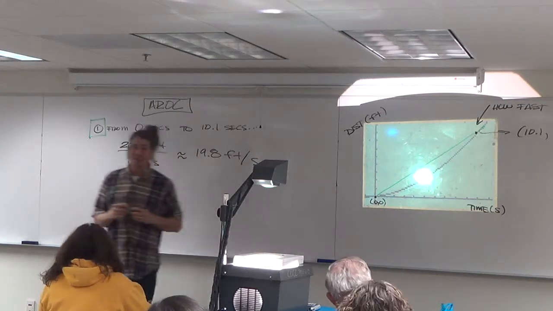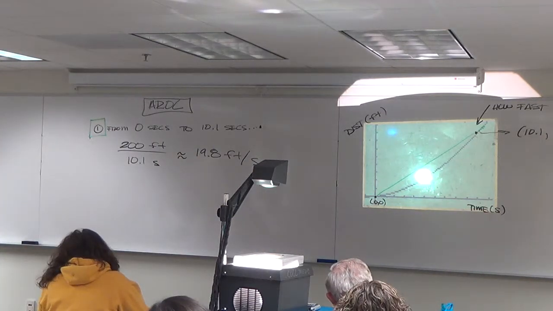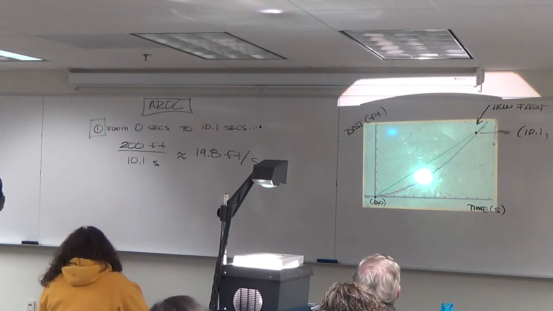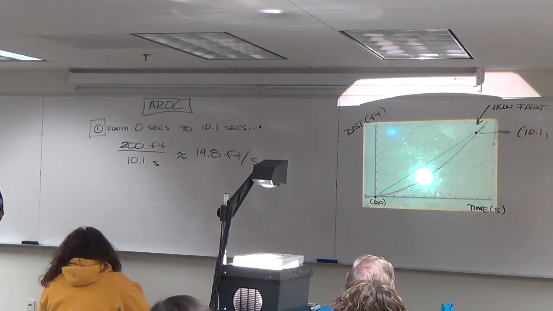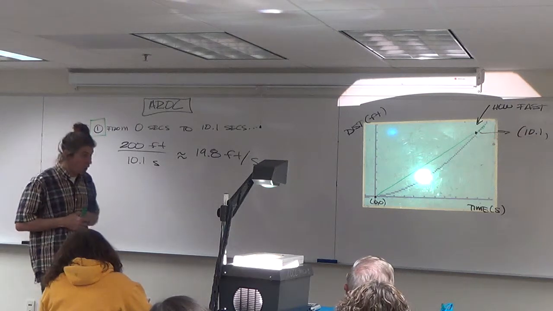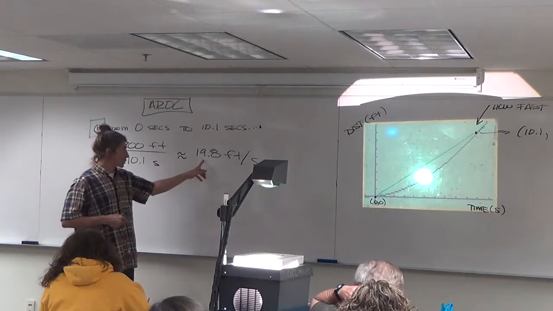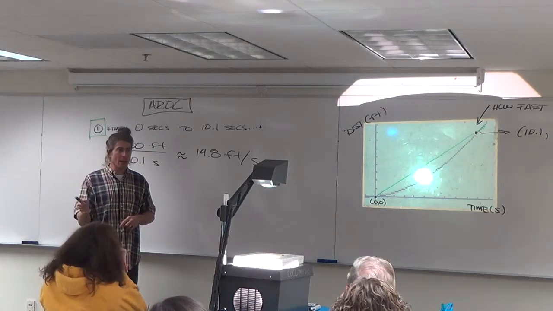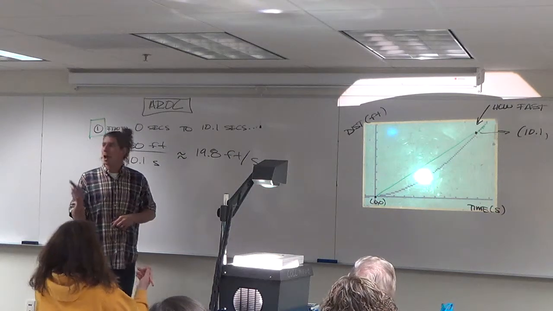The slope of that line is 19.8. The unit on that slope is feet per second. So, one answer to my question of how fast was I going when I crossed the 200-foot mark is you average 19.8 feet per second. Is there a problem with that answer? You weren't actually going that.